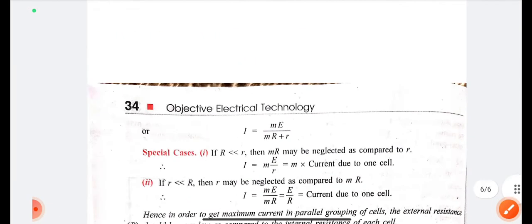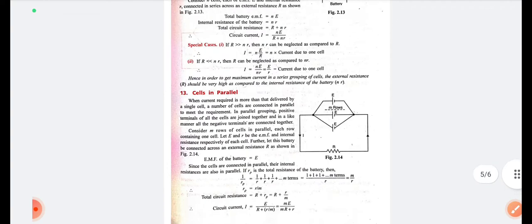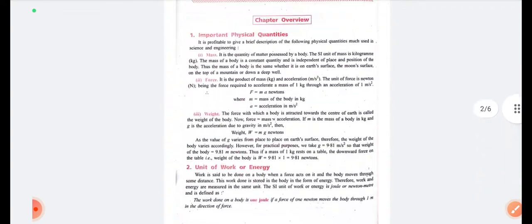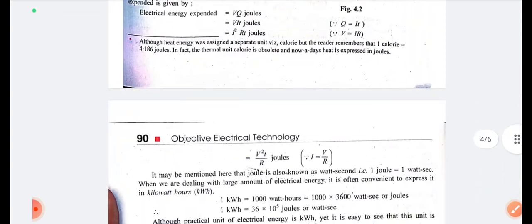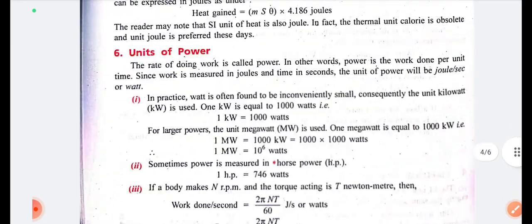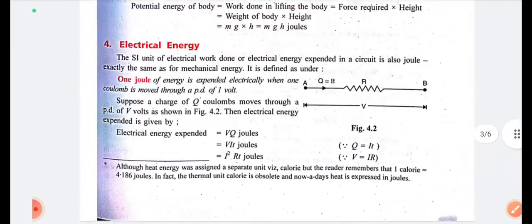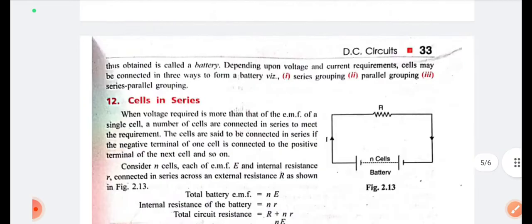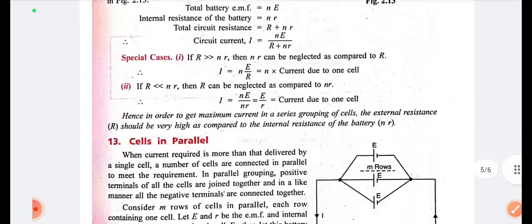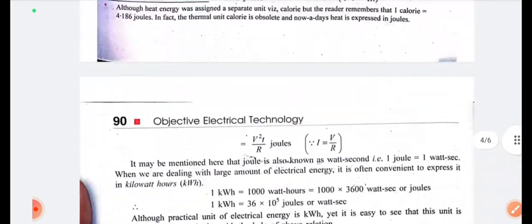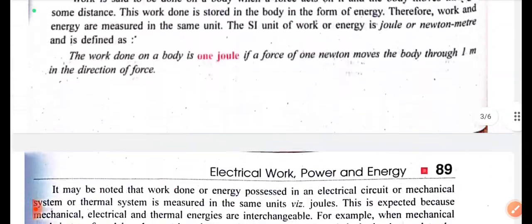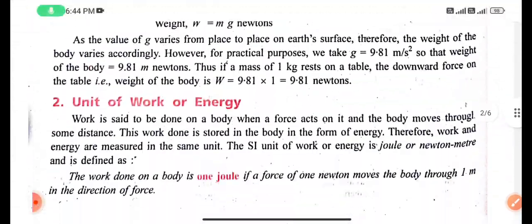So this is the video lecture for today's session, in which we have discussed the unit of power, thermal energy, before that electrical energy, and finally cells in series and cells in parallel. I think we covered more than 5 points, so today's topic is really important.